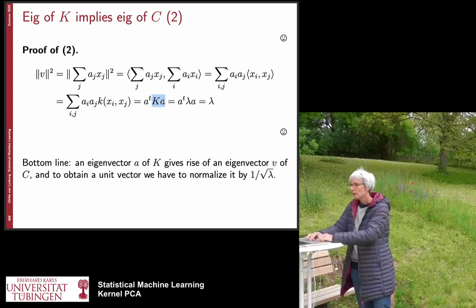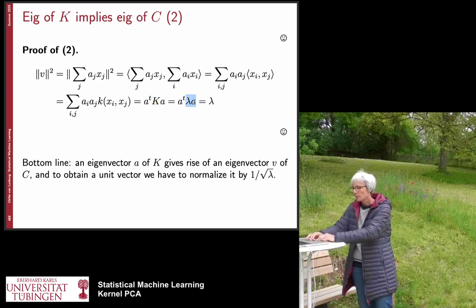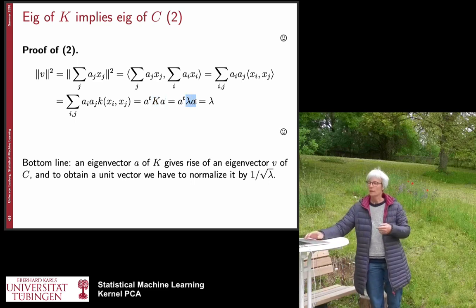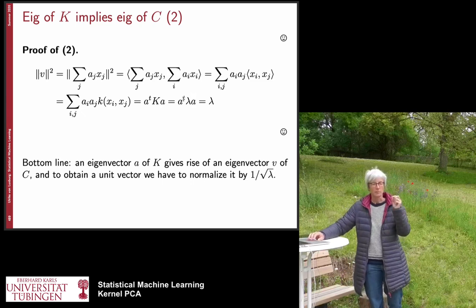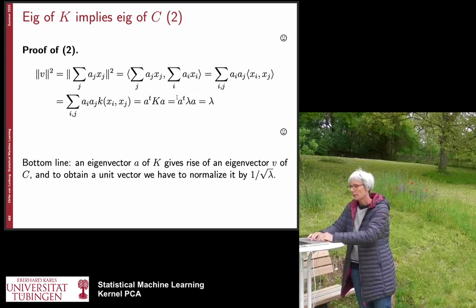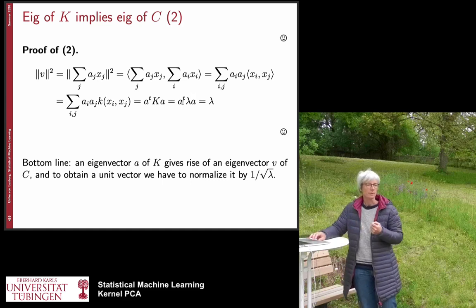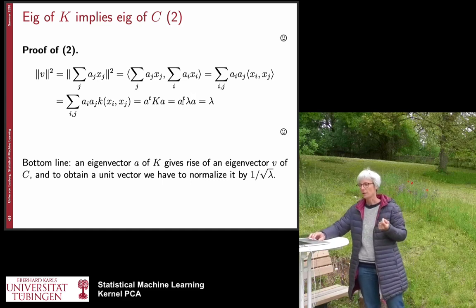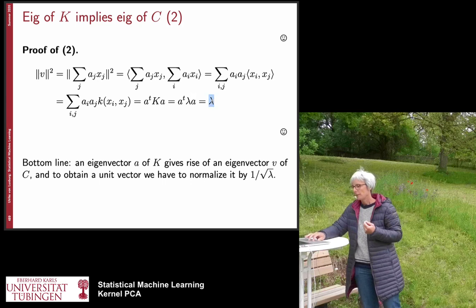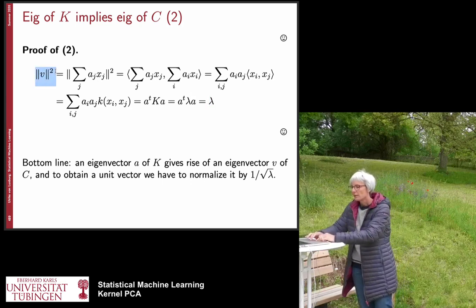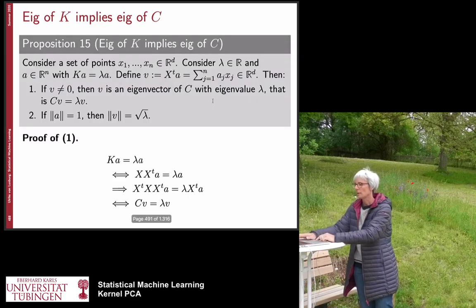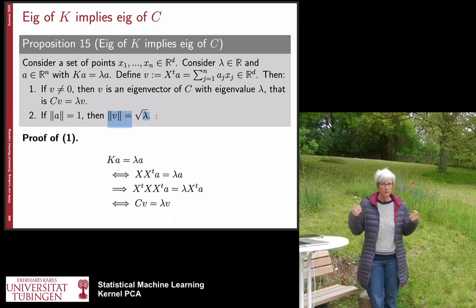Now we know that K times A is the same as lambda times A, because A is the eigenvector of K. This is where we exploit this property. And then we know that A has norm 1. This is how we define the vector A in part 2 of the proposition. So we can take the lambda to the front, and then we have A transpose A, which has squared norm 1, doesn't matter. And we are left with lambda. So what we have proved is that the norm of V squared is lambda, and in the proposition we just didn't put the square here. The proposition says the norm of V is the square root of lambda.